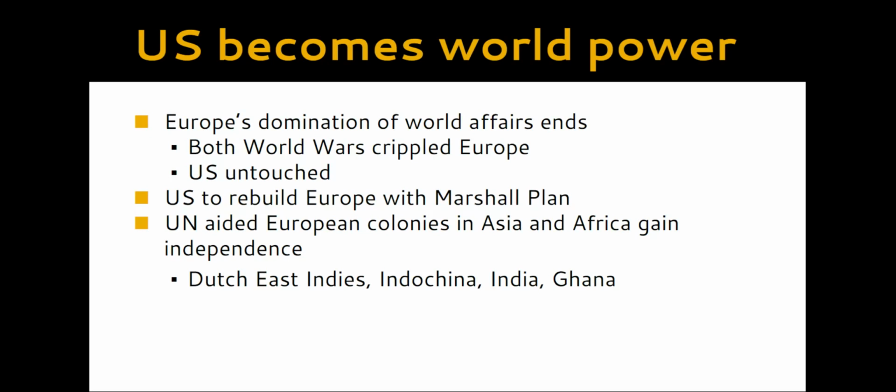The United States is also going to be crucial in helping the crippled economy of Europe with the Marshall Plan, and we'll get to that in a minute. The UN is also going to help out a lot of colonies later, especially in Asia and Africa, as we start to enter a time period of independence. And that is definitely something that will be discussed in chapter 37 with decolonization.